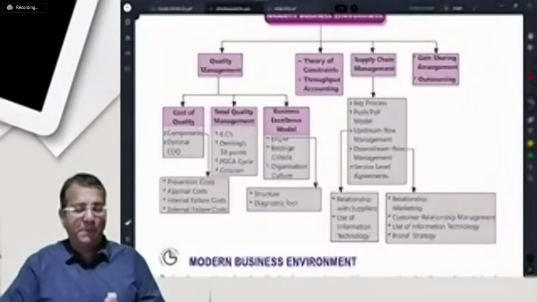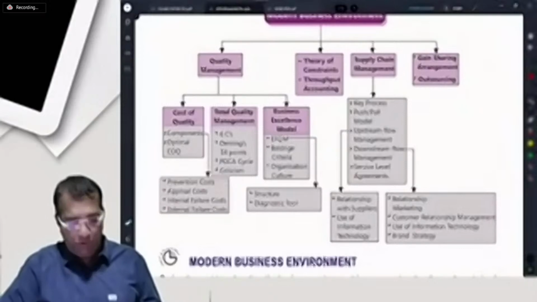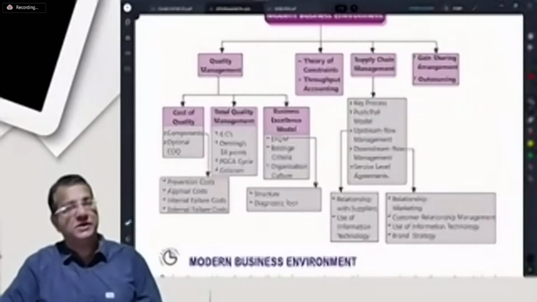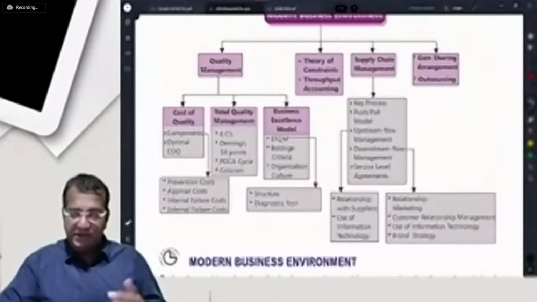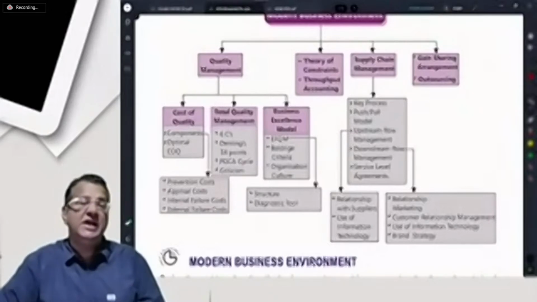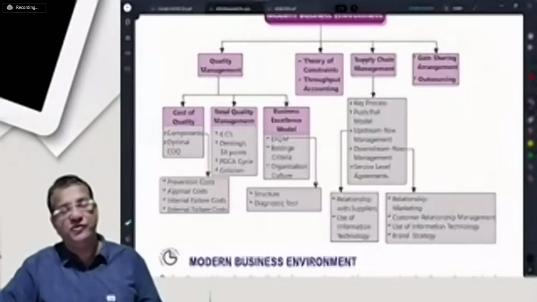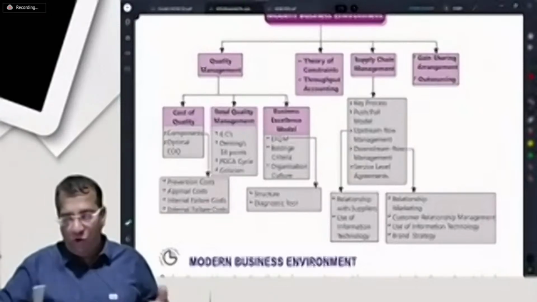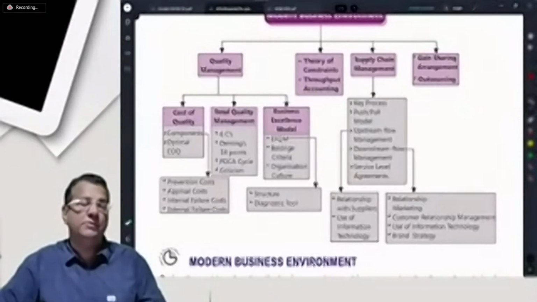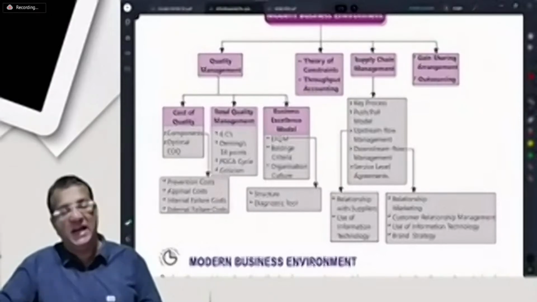It's a pure practical concept. The second and third parts are theoretical ones, which will be asked in the form of application-based questions. The second part is total quality management, and the third part is the business excellence model. All these 3 topics together make up the first main topic of this chapter, known as quality management.